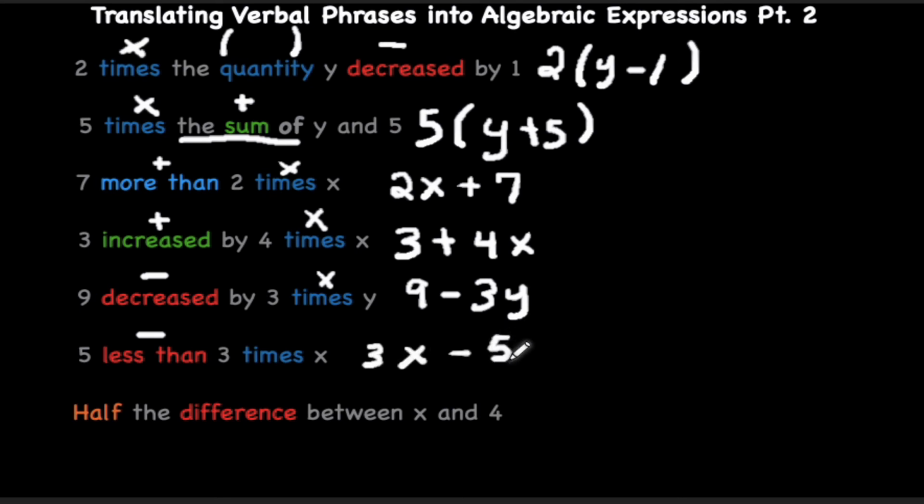minus 5. And last but not least, we have half the difference between x and 4. So half just simply means 1/2, or 1 over 2. And it's telling us the difference is x and 4. So we know we're going to subtract. So to keep things simple and to make it a lot more readable, we'll put parentheses here and we're subtracting. So we have x minus 4, because difference means subtract, right?